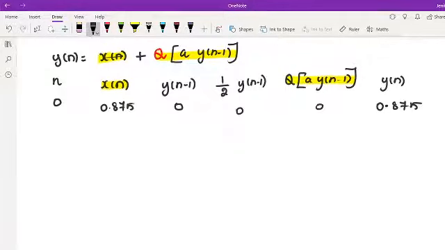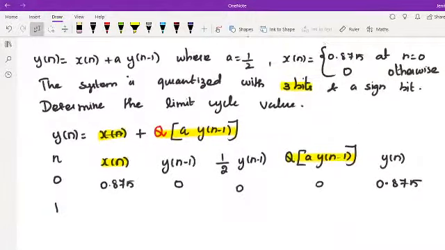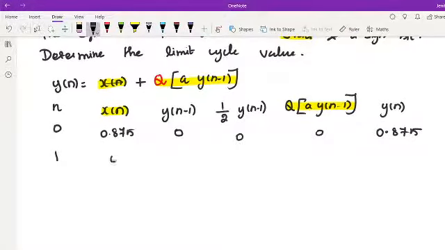It's over. Now for the second time, I am choosing n equal to 1, x of 1. But in the given representation, it is clearly mentioned that the x of n value is 0.875 only at n is equal to 0. So when n is greater or lesser, or not equal to 0, the x of n is going to be 0. That is mentioned as 0 otherwise. So we are going to substitute the 0 value for x of 1, and y of 1 minus 1, y of 0. So at n is equal to 0, we got y of 0 value as 0.875. So we are going to apply that here. So y of n minus 1 is 0.875.